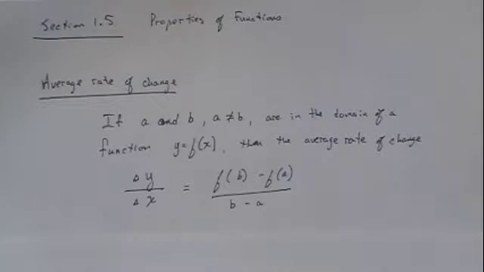When we're discussing the average rate of change, the definition says if a and b, where a is not equal to b, are in the domain of a function y equals f of x, then we find the average rate of change by taking our change in y over our change in x. So we would find f of b minus f of a all over b minus a. Now really what we're saying here is that we're finding the slope. We're just going to find 2 points that are on that graph, and we're finding the slope of the line that's in between those 2 points. And that would be our average rate of change.